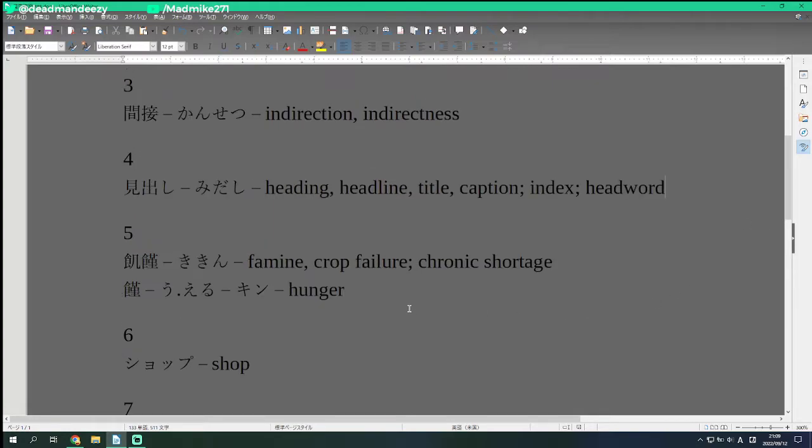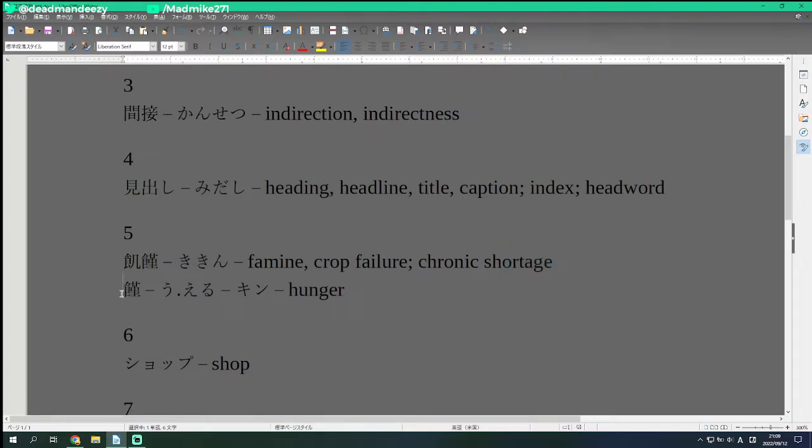Number 5 is kikin. Ki on the left side meaning hunger or to starve, and kin on the right side also meaning hunger. So a kikin is a hunger or a famine. It can also mean a crop failure or a chronic shortage of something like food or water. Kikin is a famine, crop failure, or chronic shortage of something.